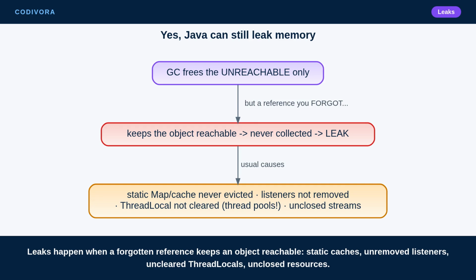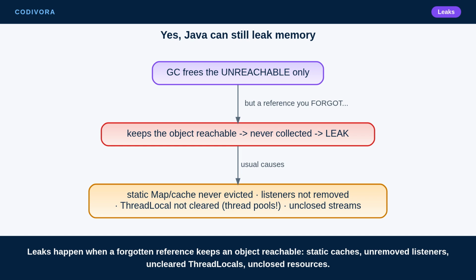Mythbuster. You can leak memory in Java. The GC only frees the unreachable. So if you're holding a reference you forgot about, the object stays reachable and is never collected. The usual culprits: a static map or cache you never evict, listeners you never remove, a thread local you never clear, deadly in a thread pool, and unclosed streams or connections.